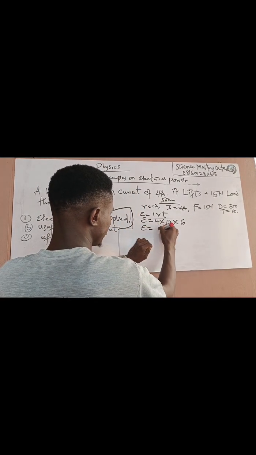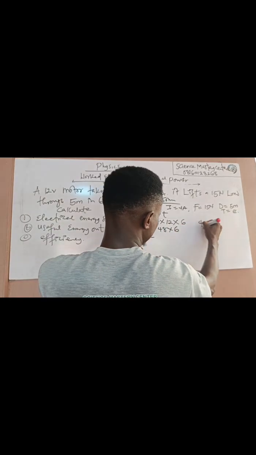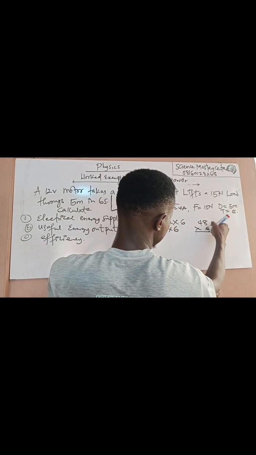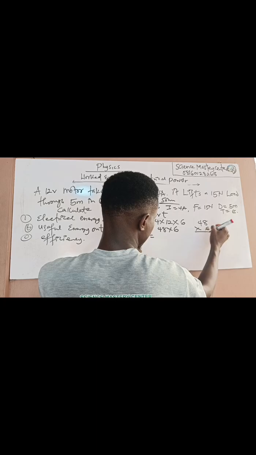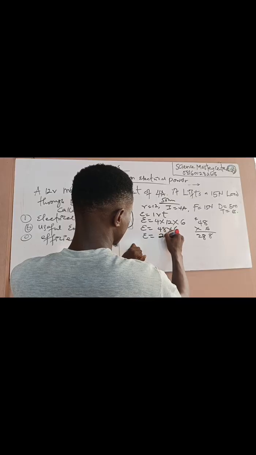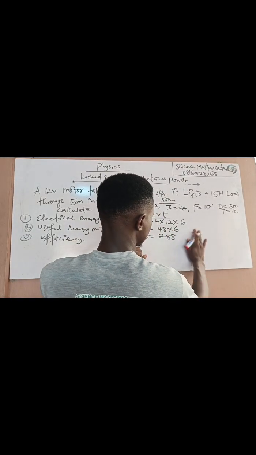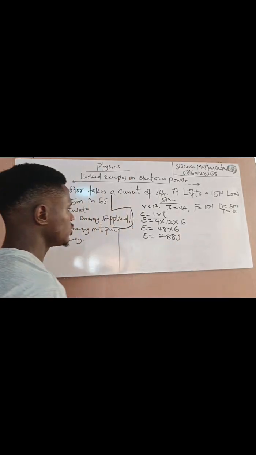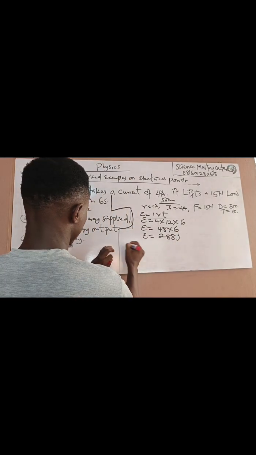So your E becomes 4 times 12, that's 48, times 6. 8 times 6 is 48, 8 carry 4. 4 times 6 is 24, 24 plus 4, 28. So your electrical energy is 288 joule.